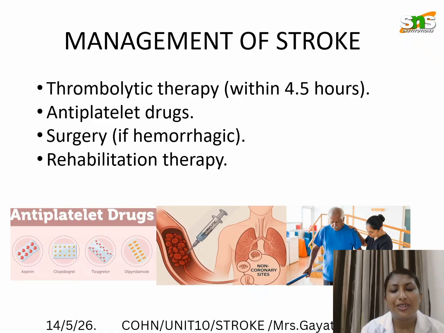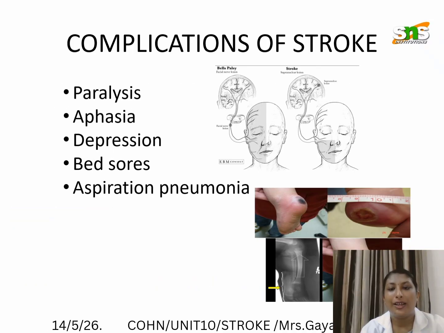Then elimination care and psychological support. Rehabilitation care we also have to provide: physiotherapy, occupational therapy, speech therapy, and psychological counseling. Prevention of stroke: regular exercise, healthy diet, controlling blood pressure and diabetes, and stopping smoking. Then complications: paralysis, asphyxia, depression, bed sores, and aspiration pneumonia.